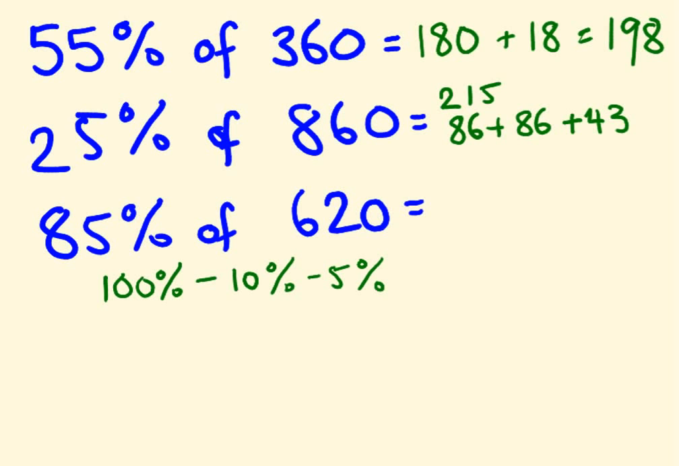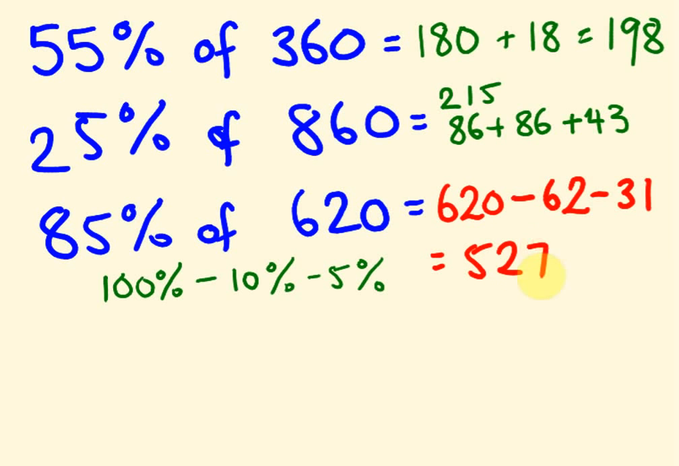So we're still going to start with 620, and we're going to take away 10%, which is going to be 62. So I'll write this, working it out as we go. 620, take away 62, and then we're going to take away half of this, which is 31. All up, you might think 62 and 31 is 93. So 620 take away 93 is 527.